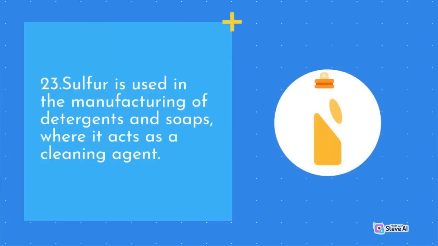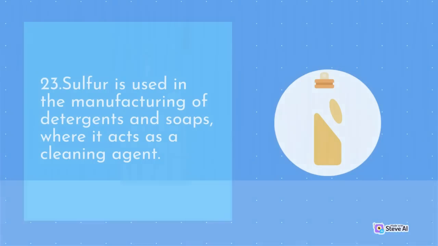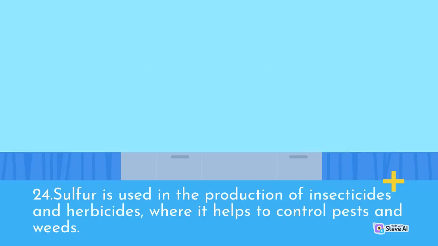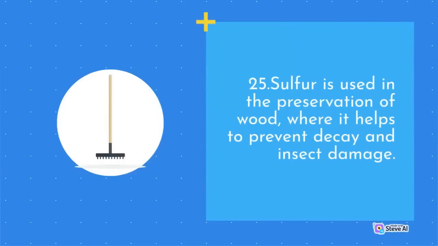23. Sulfur is used in the manufacturing of detergents and soaps, where it acts as a cleaning agent. 24. Sulfur is used in the production of insecticides and herbicides, where it helps to control pests and weeds. 25. Sulfur is used in the preservation of wood, where it helps to prevent decay and insect damage.